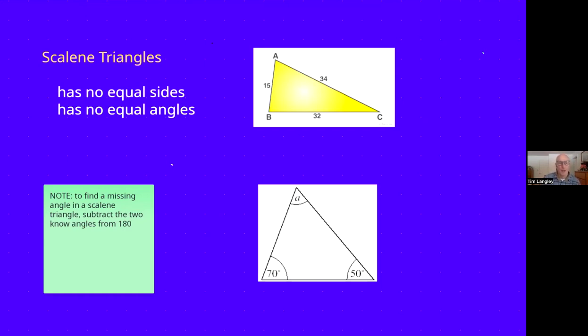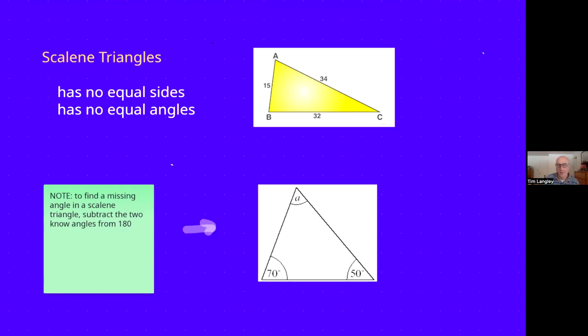Now, I've got a little note in the bottom left-hand corner here, and that is if you're trying to find a missing angle in a scalene triangle, subtract the two known angles from 180. Okay, so the two known angles from 180 is what you would subtract. So looking over here to the right at this triangle here.